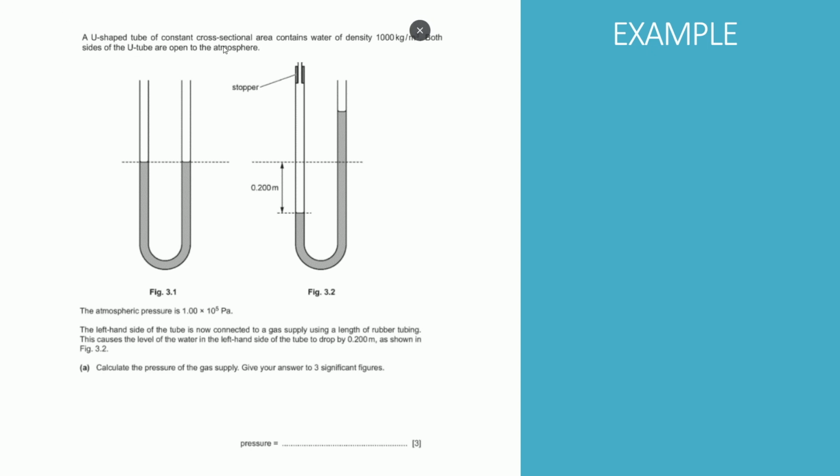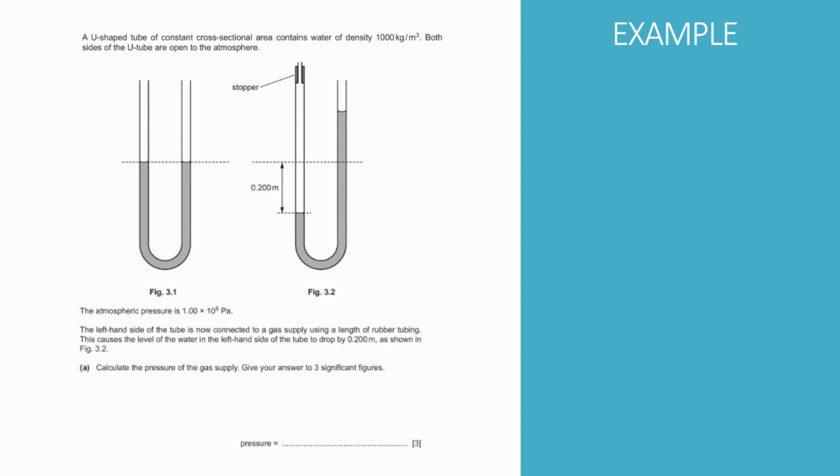Here they say that a U-shaped tube of constant cross-sectional area contains water of density 1000. Both sides of the U-tube are open to the atmosphere, so the atmospheric pressure is 1 times 10 to the power 5 pascals. The left-hand side of the tube is now connected to a gas supply using a length of rubber tubing. This causes the level of the water in the left-hand side of the tube to drop by 0.2 meters as shown in figure 3.2. Calculate the pressure of the gas supply. Give your answer in 3 significant figures.